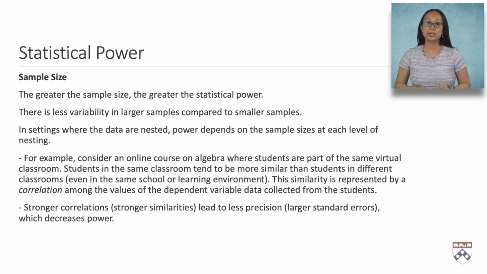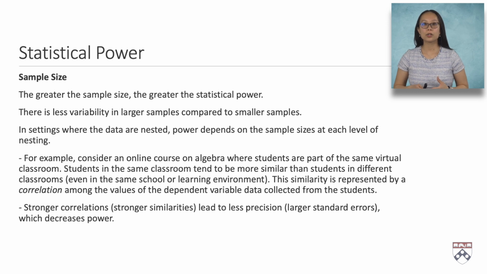And more importantly, a stronger correlation or a stronger extent of similarities among the students leads to less precision, which is in the form of larger standard errors. And when we have less precision, this leads to a decrease in power. So the takeaway is that when we don't have to consider studies in which there is nesting, or the nesting is not an important part of the study design, then the sample size, which is referring to the overall number of students, plays a direct role on statistical power.